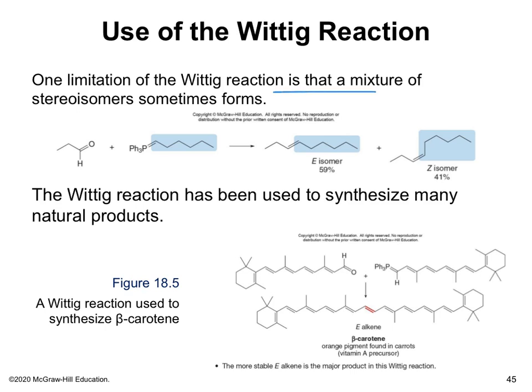One limitation is that you do get cis and trans. So you're going to get both stereoisomers. The cis and trans are diastereomers. And you will get more trans, E, than you get cis, because trans are more thermodynamically stable.